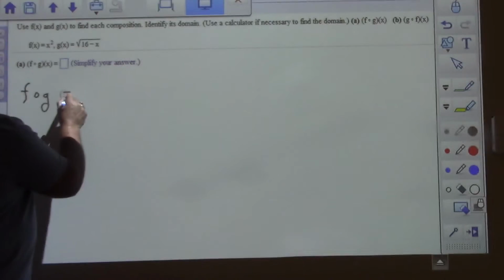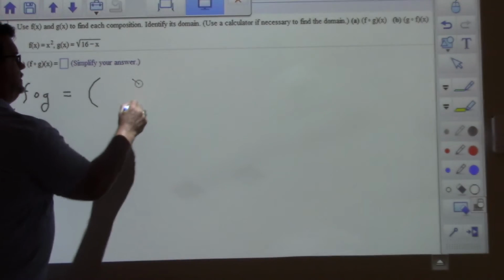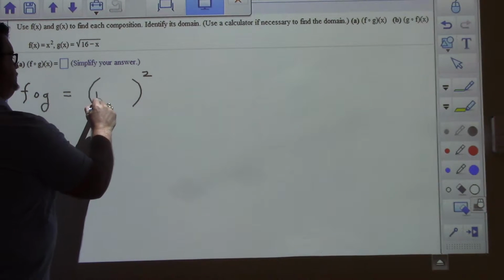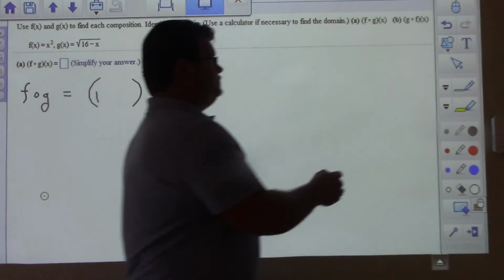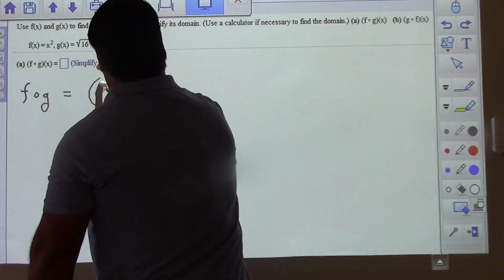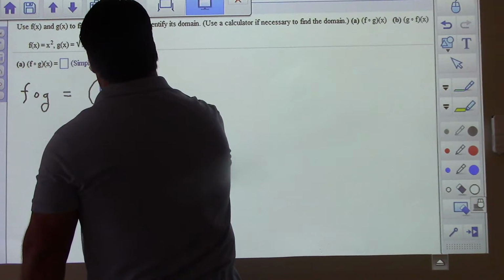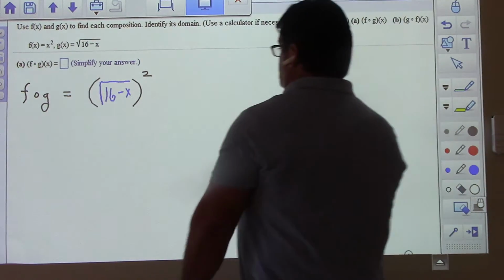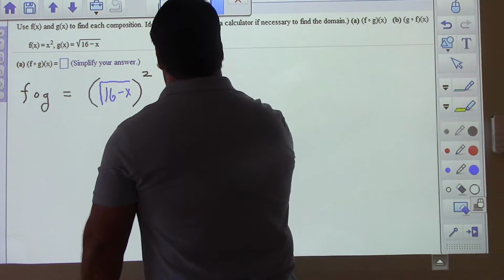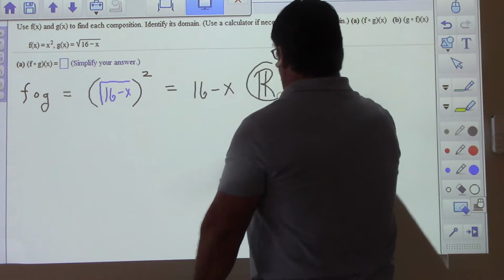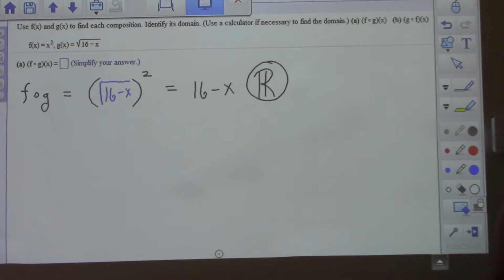F composed of G. So I'm going to rewrite F with a big set of parentheses and then plug in the square root of 16 minus x. And of course that's going to give me 16 minus x, which the domain is all real numbers.